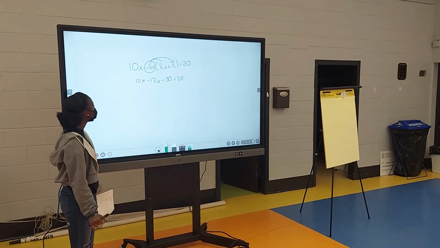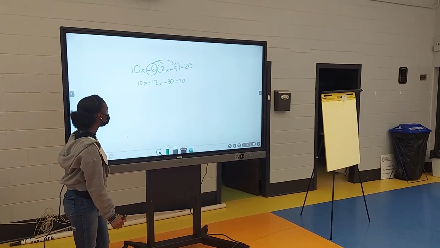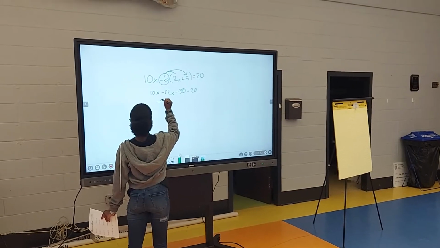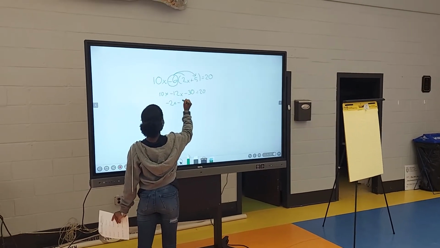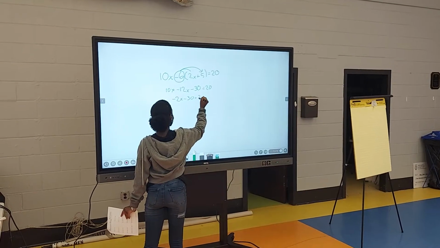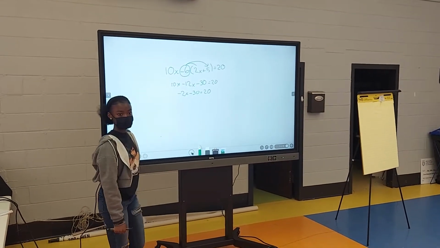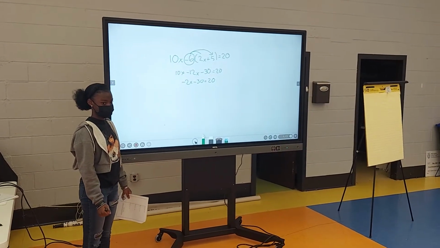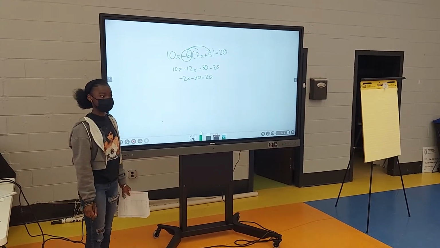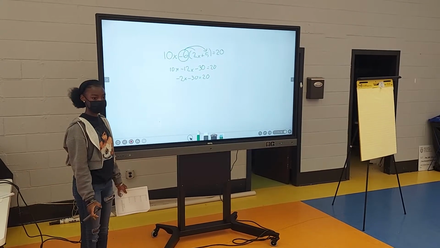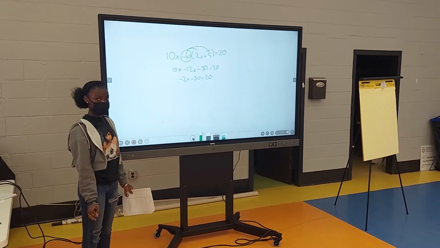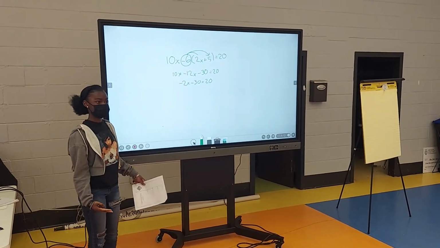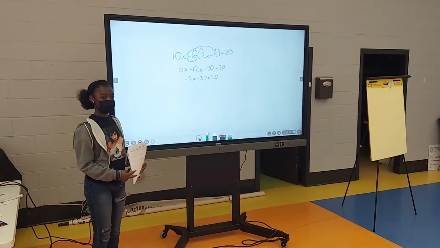It's going to be negative 2x, I believe, minus 30 equals 20. And so that's correct. Why did it become negative 2x? Because 12 is a negative. No, that's right. You're doing what to the 10 and the 12? You're subtracting. Yes. 10 minus 12 is negative 2. Very good.